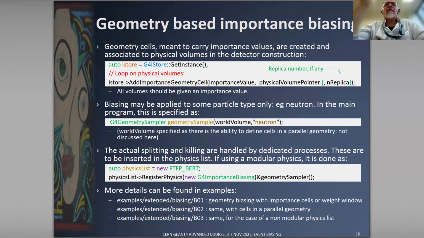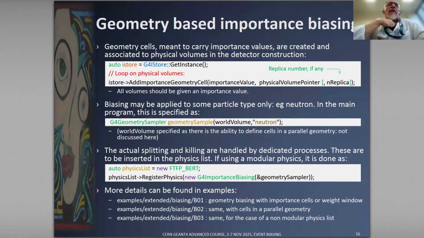And so you have seen this week that you may have a replica, which is in fact a single physical volume, but which is placed many times. In case you have a replica, you can specify a weight to each of these replica slices, by specifying the index of the replica number. So with that, you define the importances.